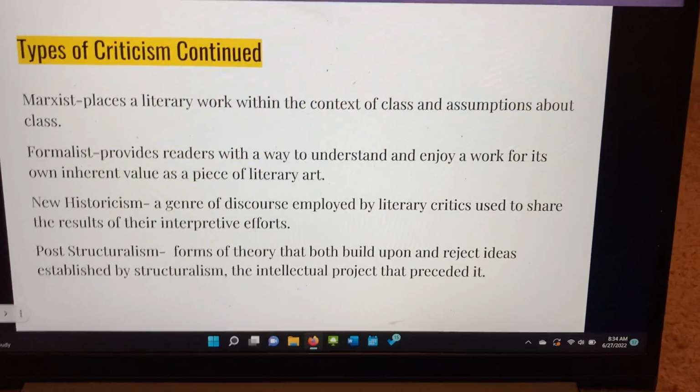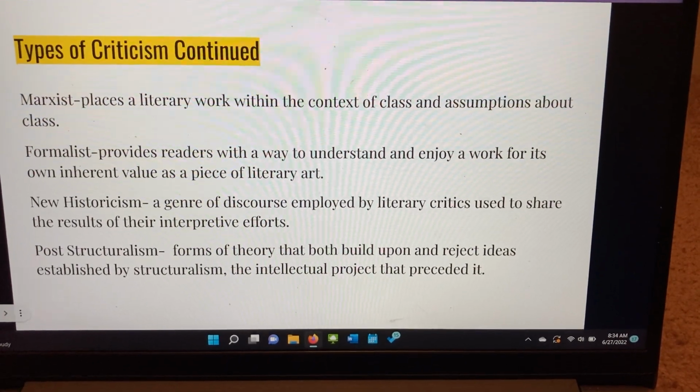So Marxist places the literary work within the context of class and assumptions about class. We talked about George Orwell yesterday and Animal Farm. That depicts animals as working for a human, and they have an uprising, and then other animals take over and become oppressive just like the human. And there's definitely Marxist themes there that we could unpack.